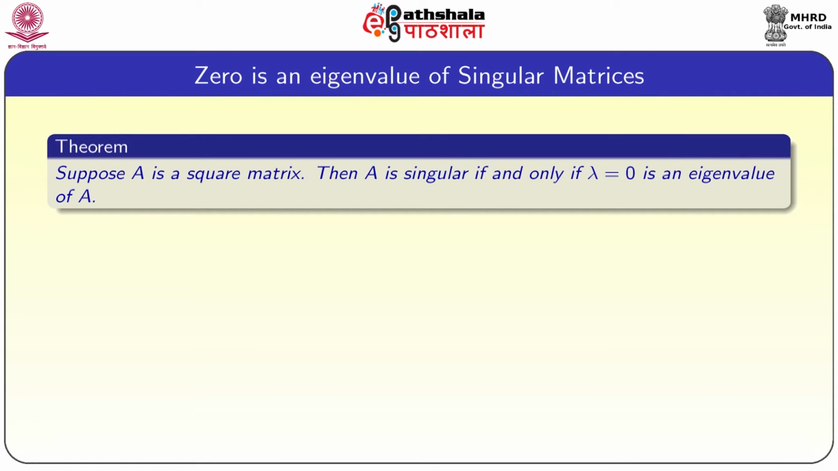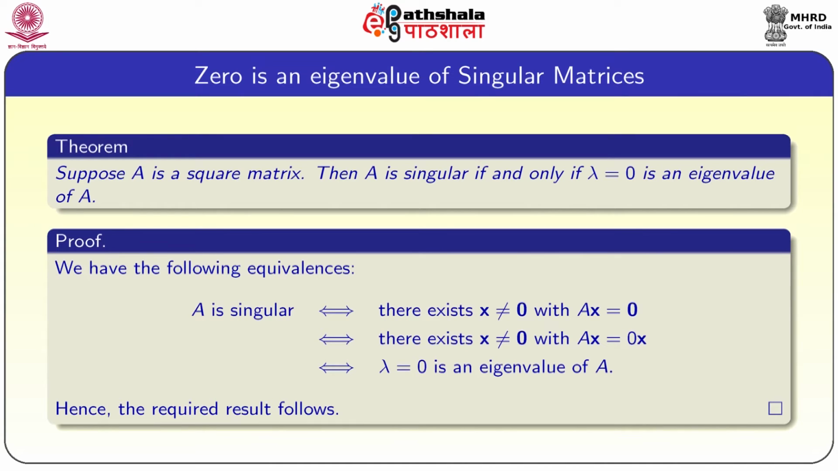0 is an eigenvalue of a matrix if and only if it is singular. So, the theorem statement is, suppose A is a square matrix, then A is singular if and only if lambda equal to 0 is an eigenvalue of A.